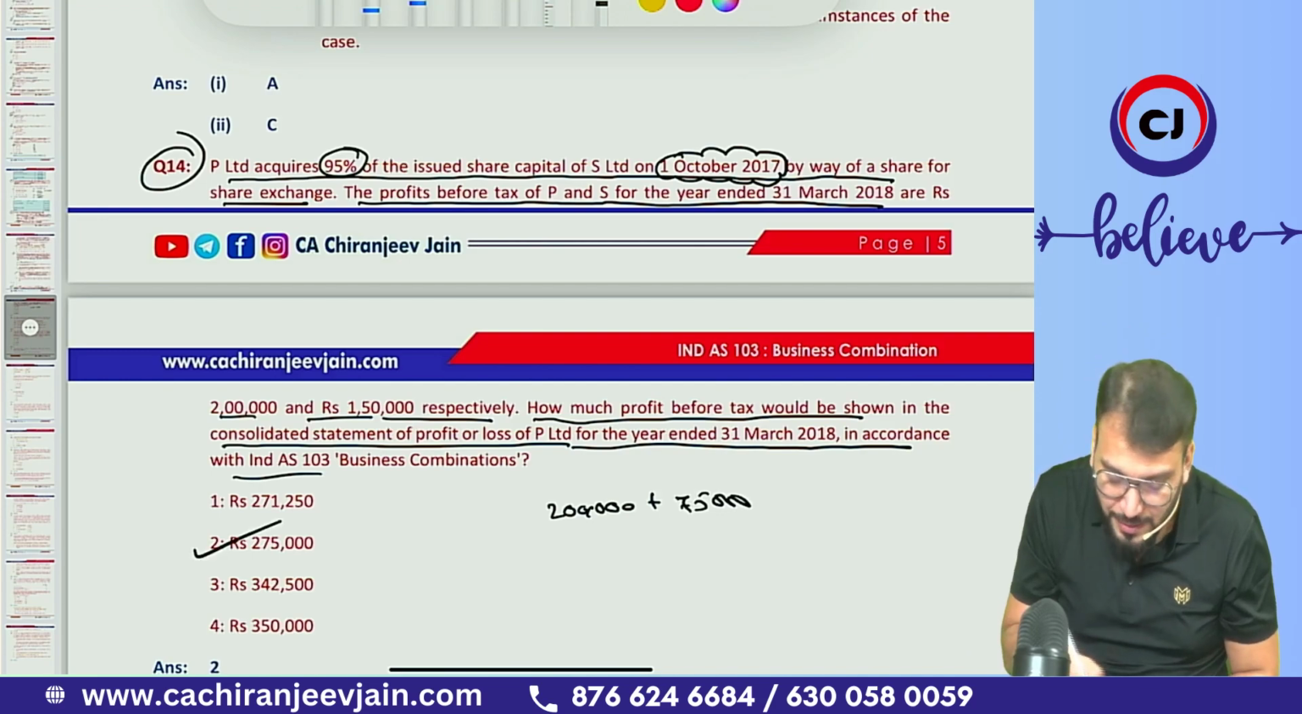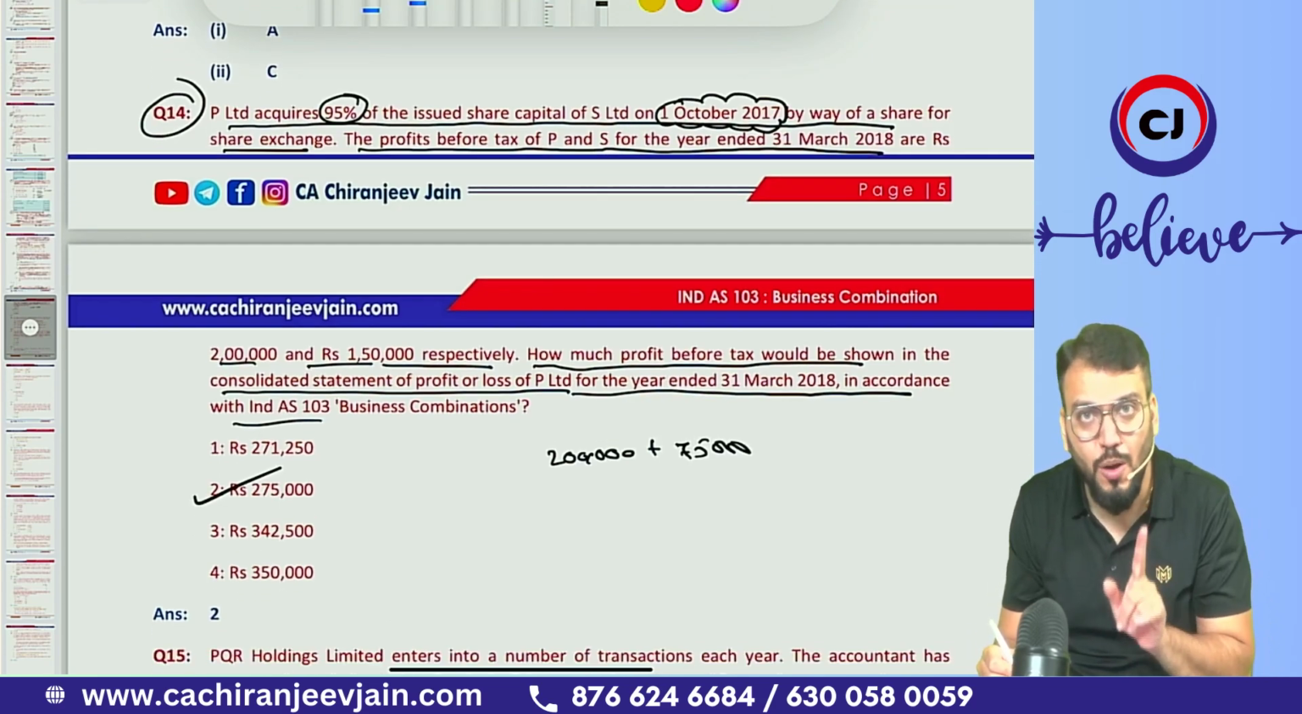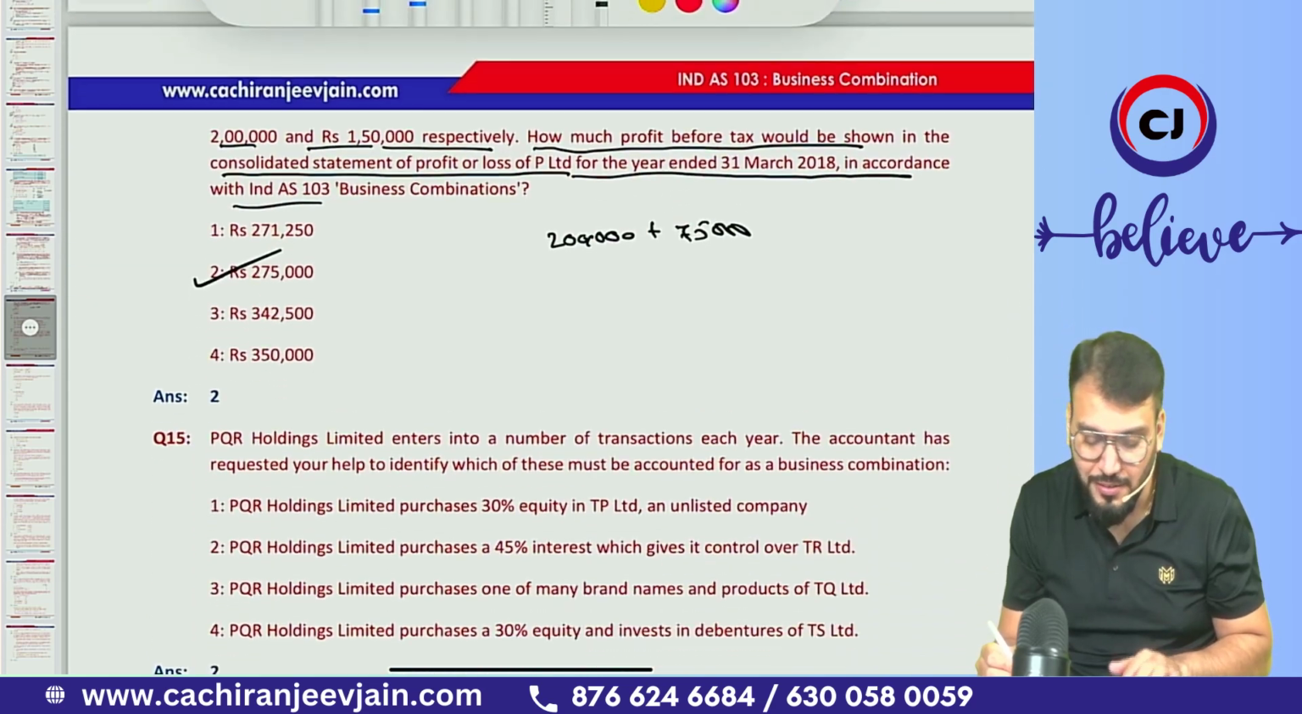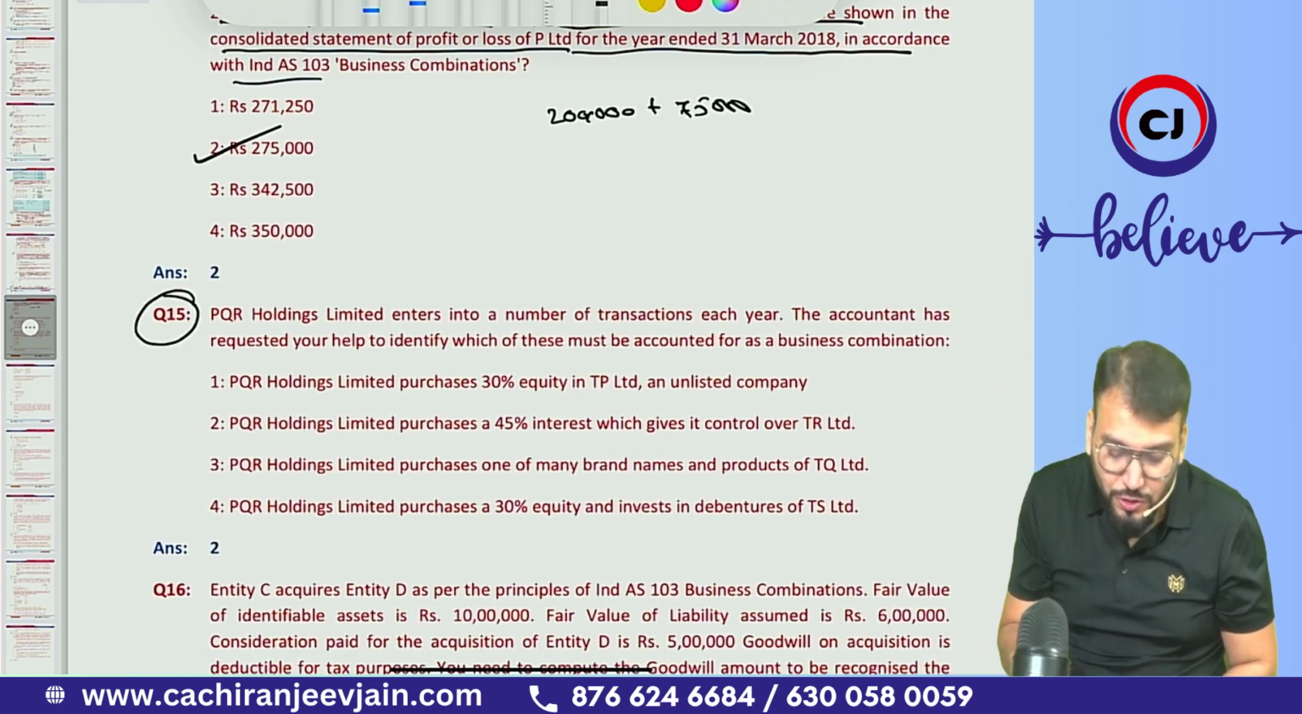So it will be 2 lakh 75,000. Option number 2 is correct. Option number 2 will be correct. Chalega? Yes, sir. Coming to question 15.